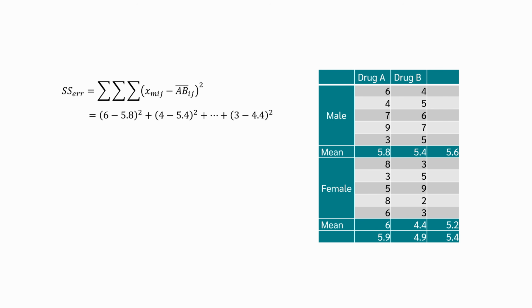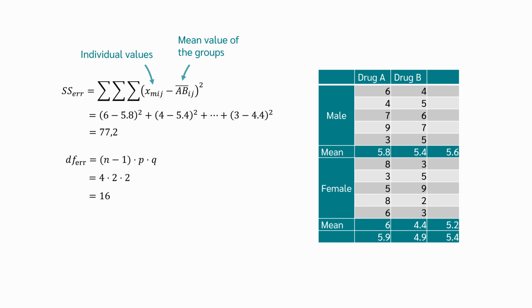Finally, we can calculate the sum of squares of the error. We subtract the mean value of each group from the respective group values. So, in this group, we subtract 5.8 from each individual value. In this group, we subtract 5.4. Here we subtract 6. And then we subtract 4.4. This gives us a sum of squares of 77.2. The degrees of freedom are 16, and we get a variance of 4.83.